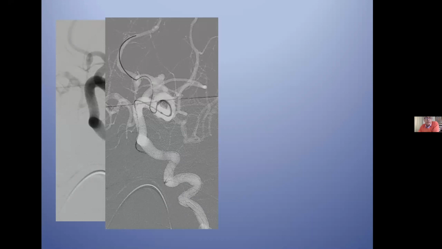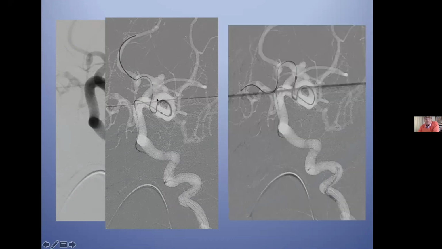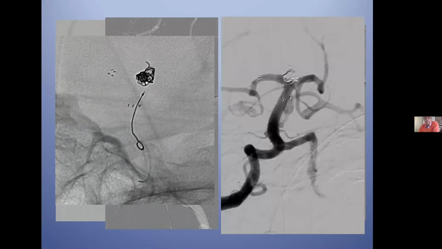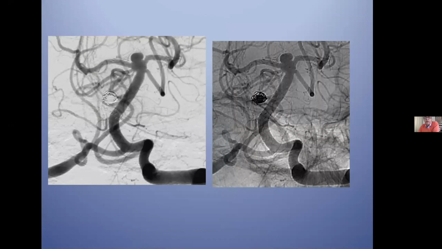First of all, I navigate in the posterior cerebral artery to place the balloon or stent. Secondly, I check the posterior communicating artery and middle cerebral artery. I coil with only one stent. And this is the result, the occlusion.